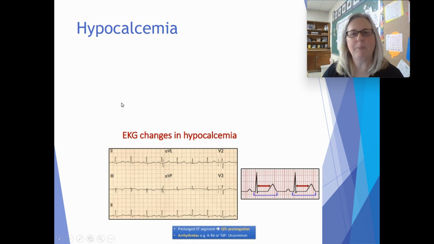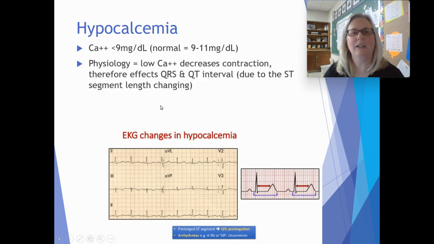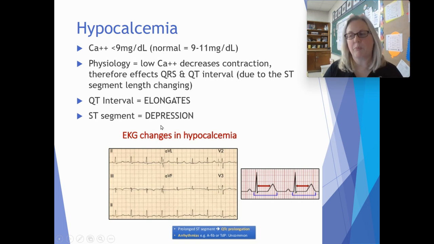All right, so hypocalcemia. This is not potassium now. This is calcium. Our normal calcium is 9 to 11. If you have less than 9, it typically decreases the contraction. So the QRS and QT interval, the ST segment length changes. Our QT is going to elongate, and our ST segment is going to be depressed. It's a slight depression, but as soon as you see that elongated QT, look for some depression.